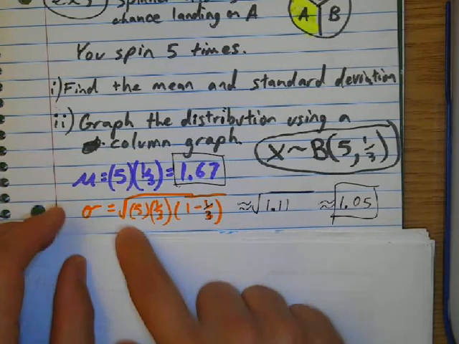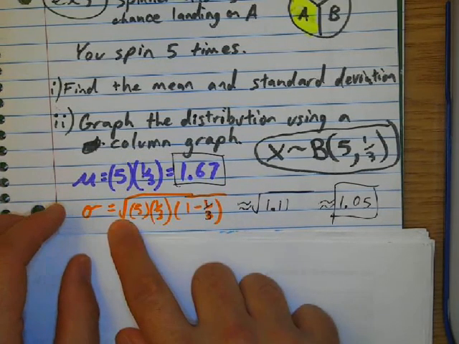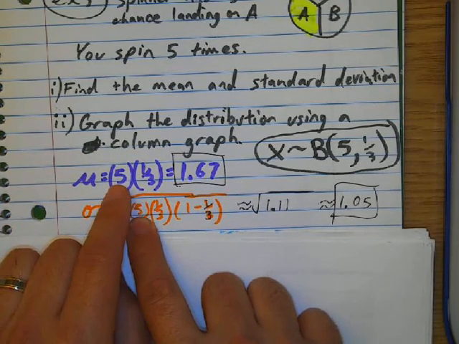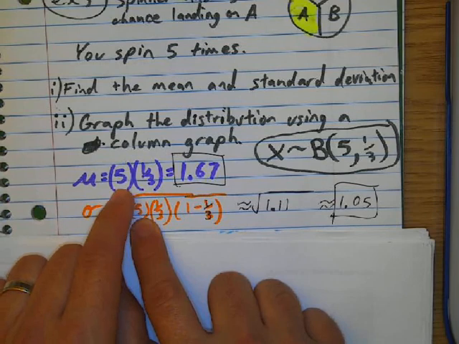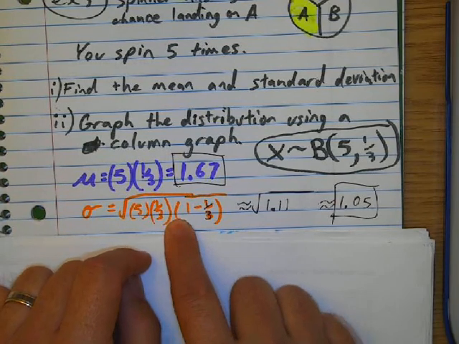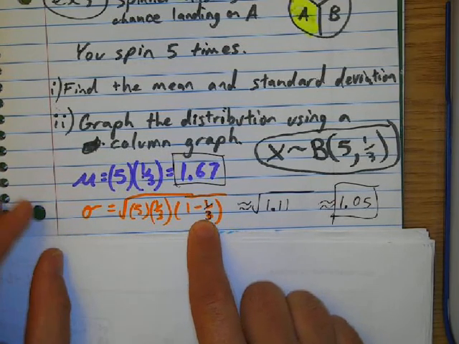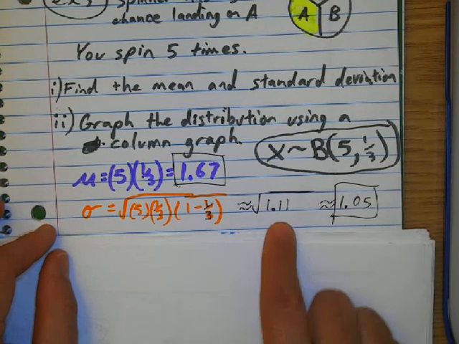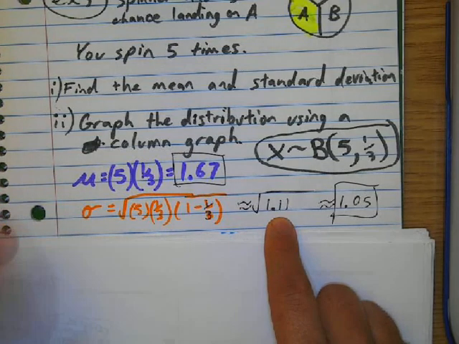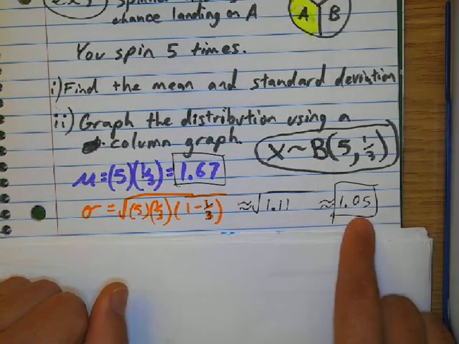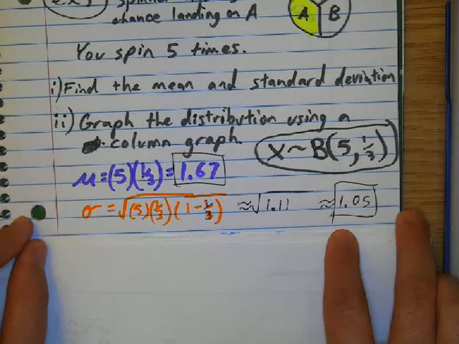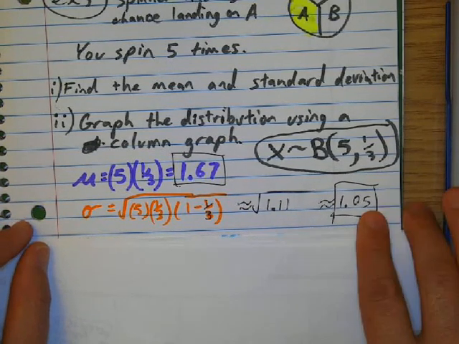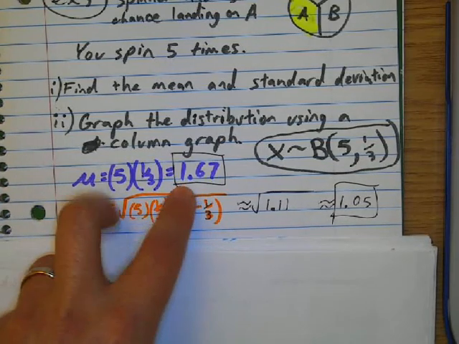Now, to figure out the standard deviation, as you know from your formula, it's the square root of n times p times 1 minus p. So we get 5 times 1/3 times 2/3, and then we get around 1.1, and take the square root of that, and we get 1.5. So that means our standard deviation is about 1 plus or minus from 1.6.